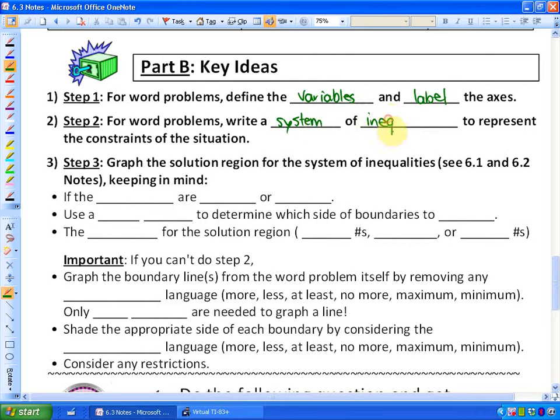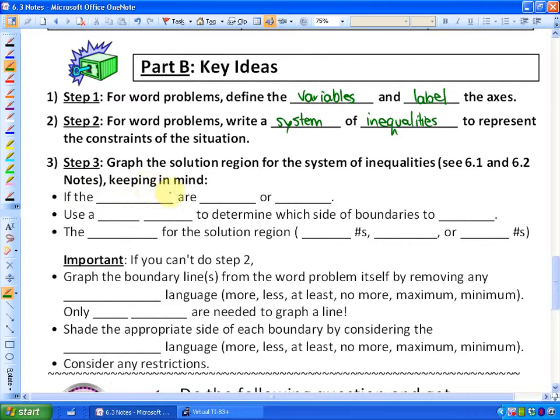Step 2 for word problems, what you want to do is, or the far easier way, if you could do this, is write a system of inequalities to represent the constraints of the situation. And thirdly, we graph the solution region. Once you have the system, you can graph each of the boundary lines and shade each of the sides, etc.